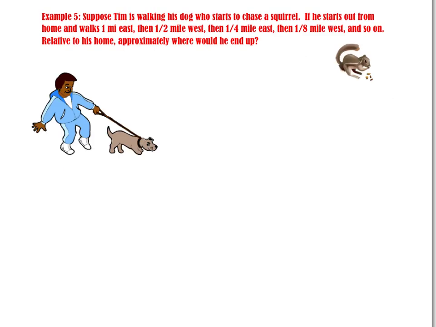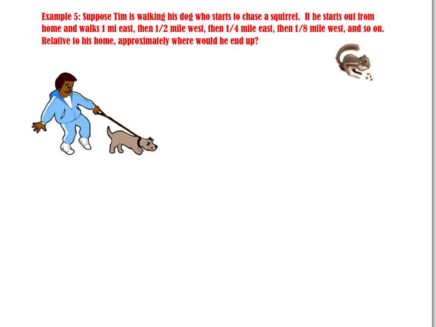Okay, here's a good word problem. It says, suppose Tim is walking his dog who starts to chase a squirrel. If he starts out from home, walks 1 mile east, then a half mile west, then a 1/4 mile east, then 1/8 mile west, and so on, relative to his home, approximately, where would he end up?